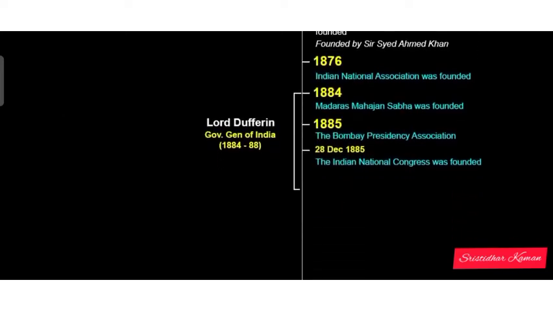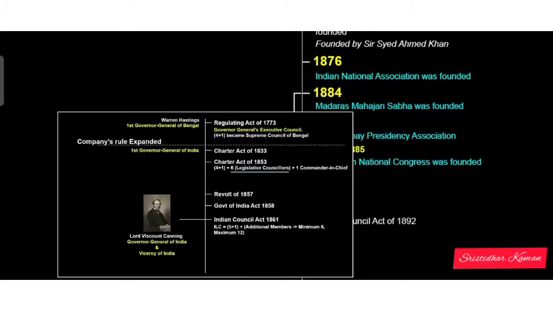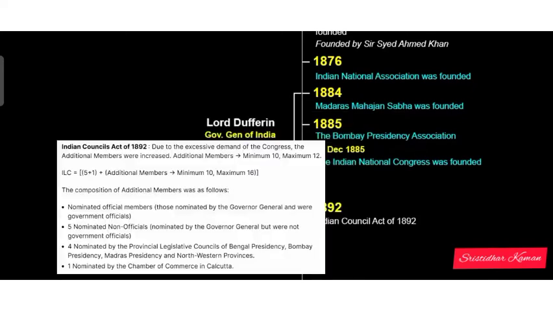One of the things that they were able to achieve was the expansion of the Legislative Council by the Indian Council Act of 1892. Due to the excessive demand of the Indian National Congress, the additional members were increased. If you remember, as per the Indian Council Act of 1861, the Viceroy had the power to nominate minimum 6 and maximum 12 non-official members in the legislature, who would be holding the office for 2 years. Now through the Indian Council Act of 1892, the minimum members were increased from 6 to 10 and the maximum members were increased from 12 to 16.